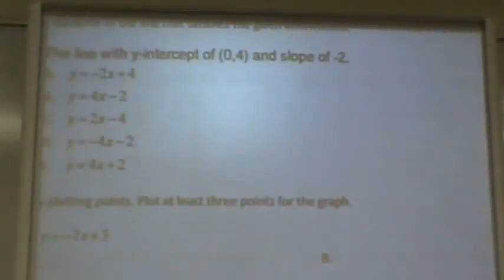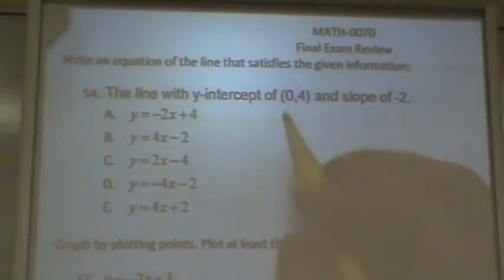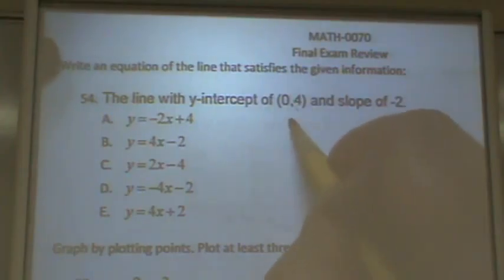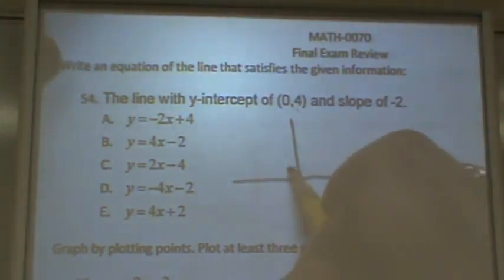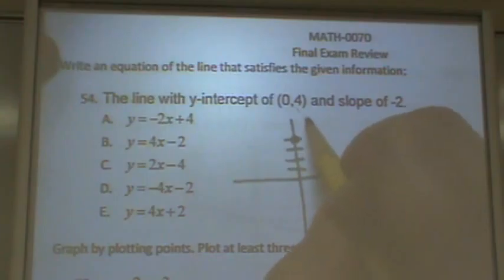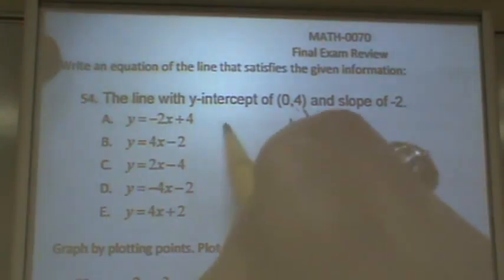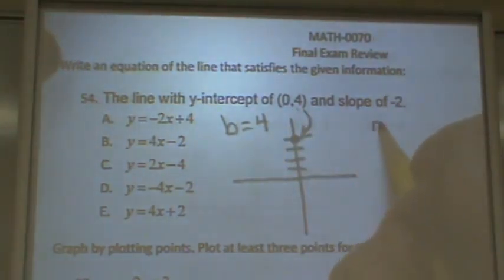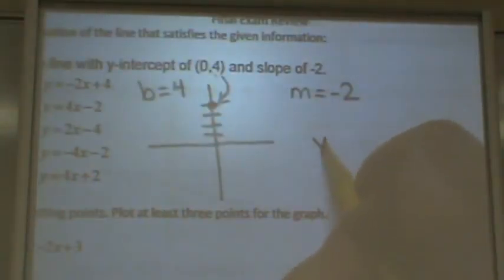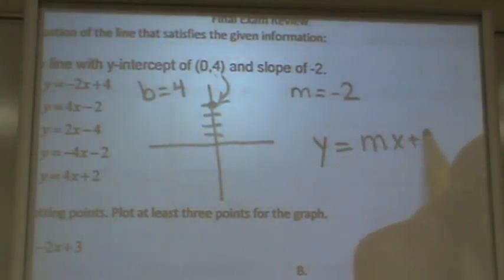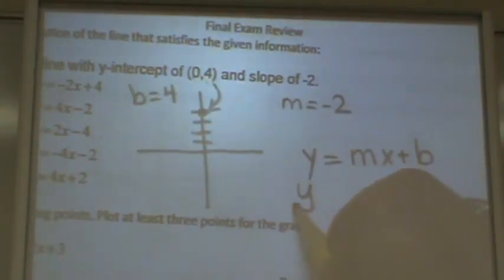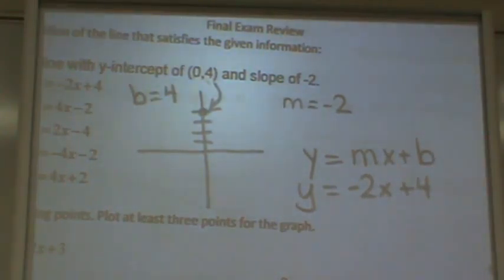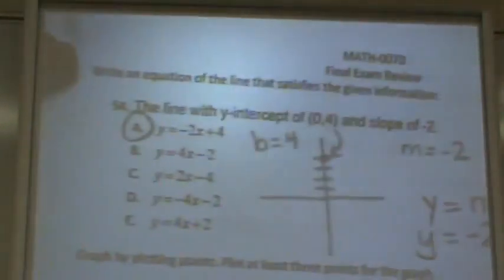54. They want you to write in slope-intercept form the equation of a line that is hitting the y-axis at 4. So 1, 2, 3, 4, that's your y-intercept. So B is 4. Whenever x is 0, that's the B value, and M is negative 2. So if you look at y equals mx plus B, you have y equals negative 2x plus 4. And that would be A. A is the correct answer.